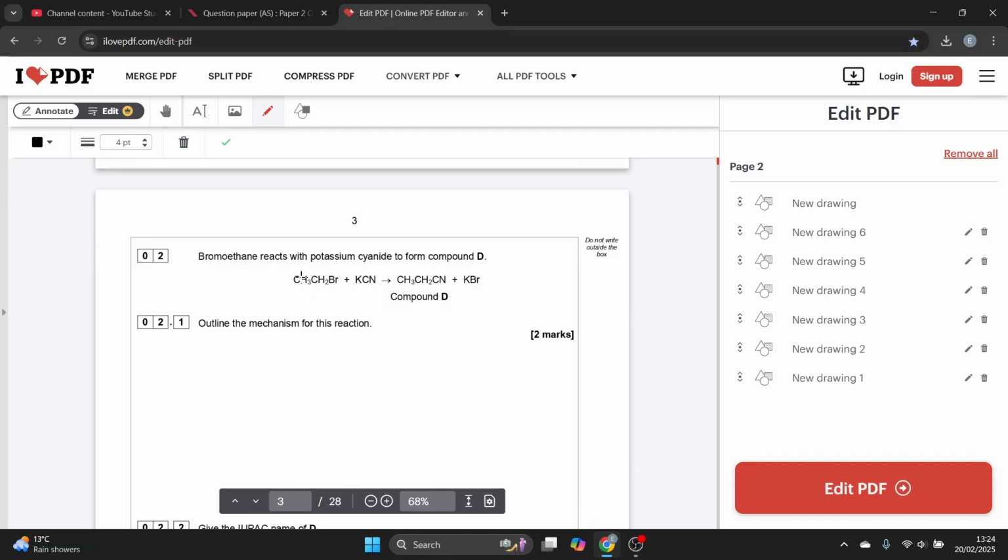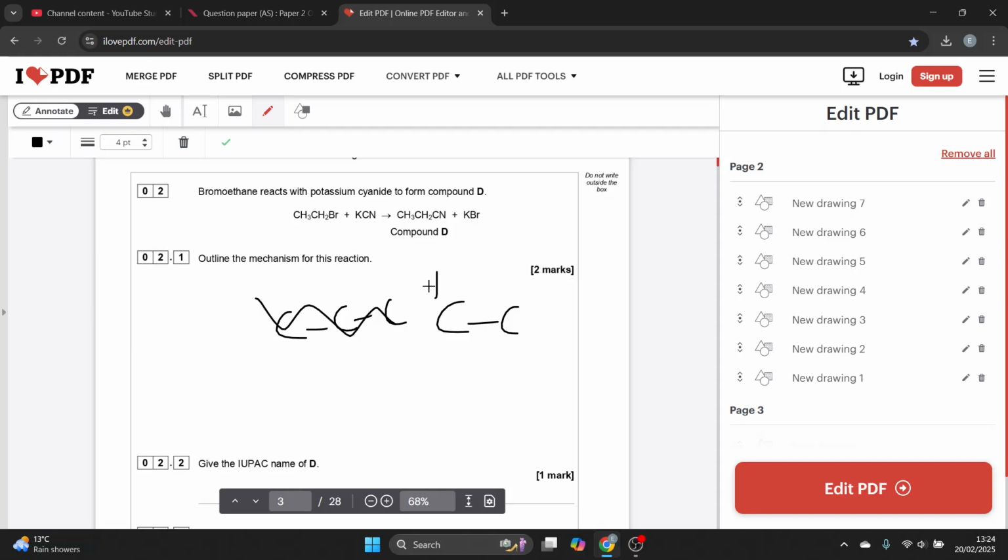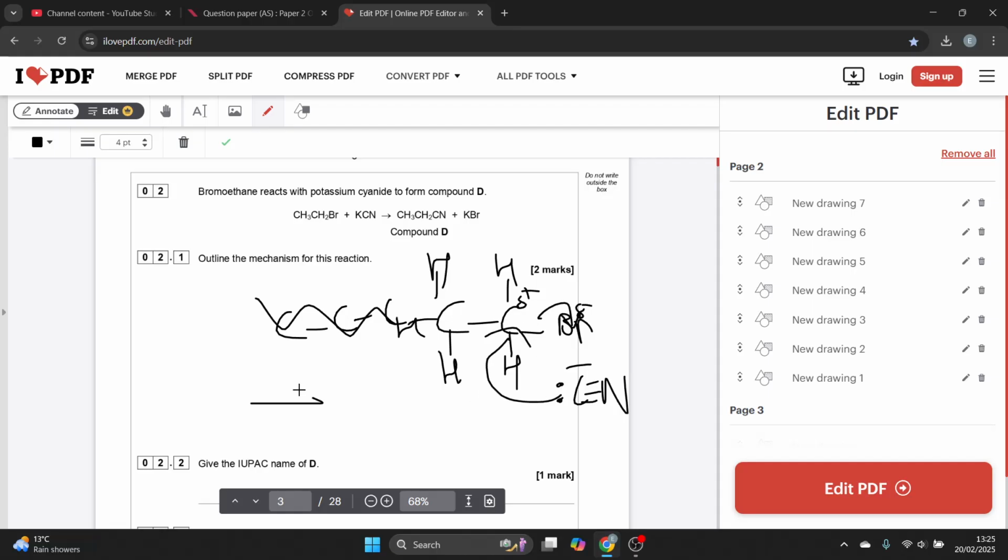Outline the mechanism for the reaction of bromoethane with potassium cyanide to form compound D. So bromoethane, CH3CH2Br. One lone pair of electrons on CN negative, carbon partially positive, Br partially negative, and then you form your CH3CH2CN.